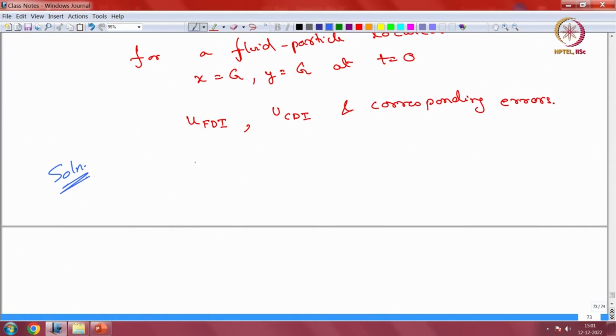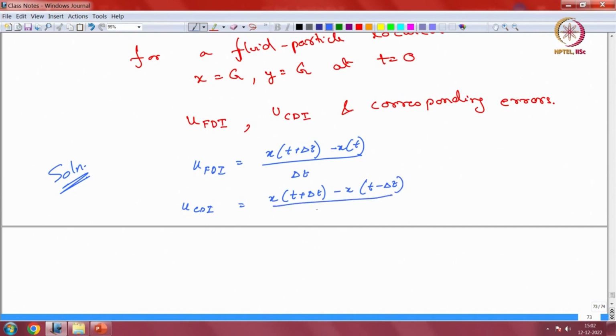So the velocity of the forward difference method, we had already written down the formula for it, which was x of t plus delta t minus x of t, divided by delta t, right? And we also wrote down the formula that we are going to use for the other case, which is x of t plus delta t minus x of t minus delta t, divided by 2 delta t, right?